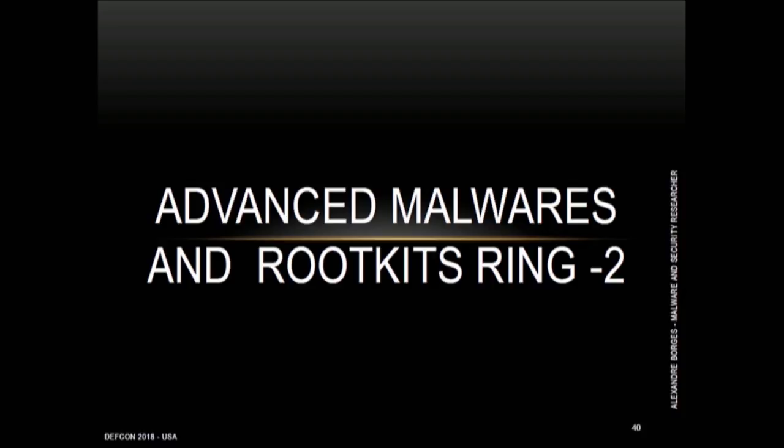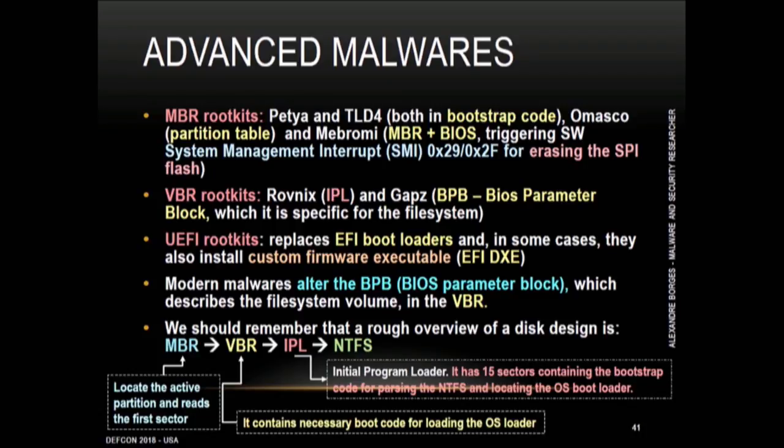Now, I'm talking about advanced malwares, basically rootkits at ring minus two. When we talk about ring minus two malwares, the context is so different. Most malwares acting at this level attack the MBR, VBR, or UEFI, for example. Some malwares alter the BPB, BIOS Parameter Block, to change the execution flow to another place.